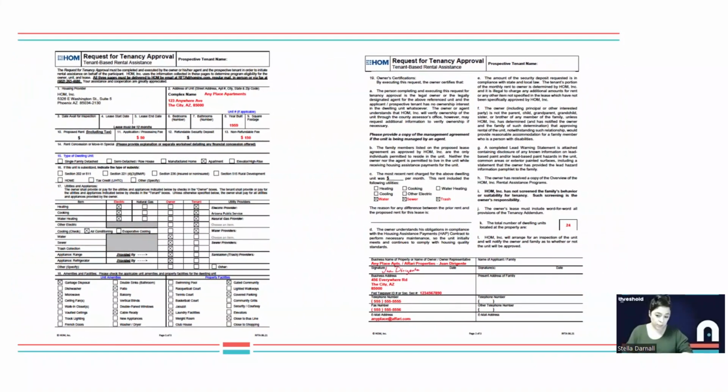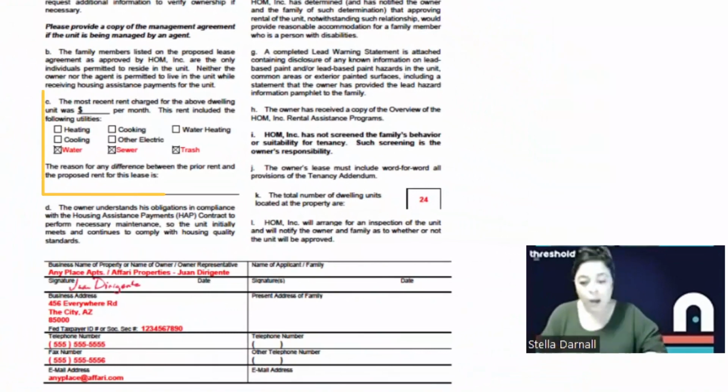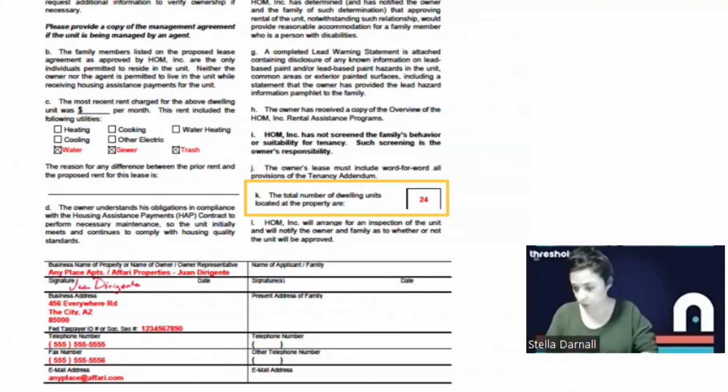On here, where it has a letter C, you're going to go ahead and list the most recent charged dwelling at the property, and what utilities it includes. You're also going to add the number of dwellings at the actual property. So if you have a fourplex, you would add 4. If it's a multifamily, depending on how many there are, that's where you would list that.